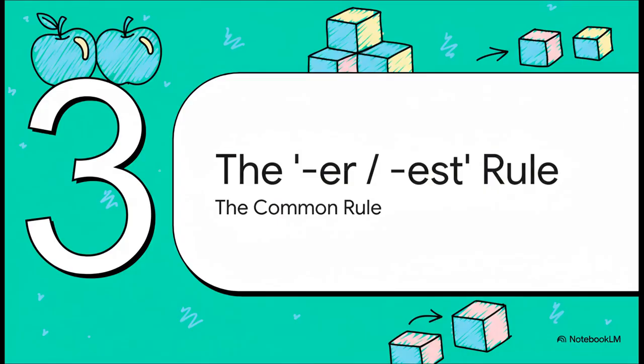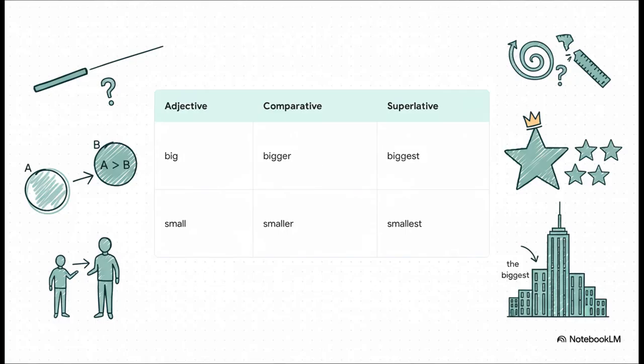All right, so now we know what they are, but how do we actually make these words? Let's start with the easiest and most common rule out there. For most short, one-syllable words, this is just so simple. You just tack on er to the end for the comparative and est for the superlative. So big becomes bigger and biggest. Small becomes smaller and smallest. It really is that straightforward.